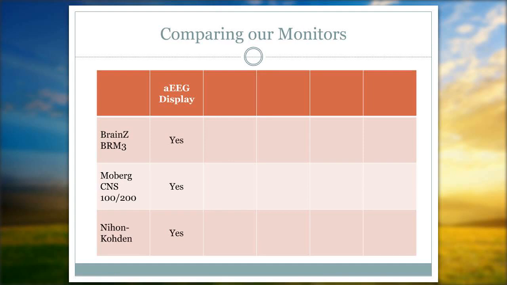So just as a quick comparison of all of our monitors, since we do have the 3 types, all 3 of them can be used for aEEG. So no matter what, you should be able to see aEEG. Even on the neon codon, which is the one that the neurologist will be reading the full EEG, we can display aEEG at the bedside.